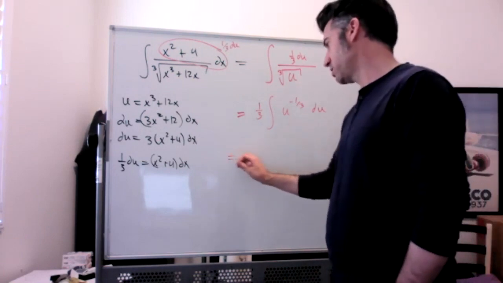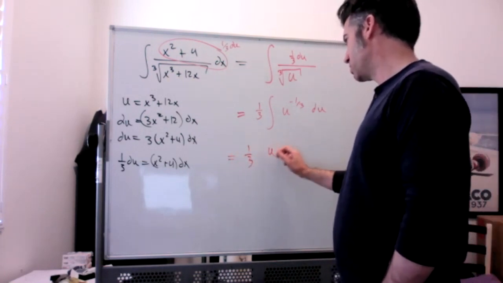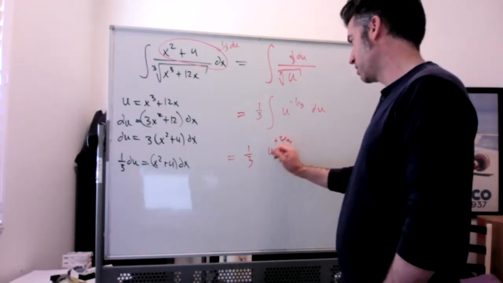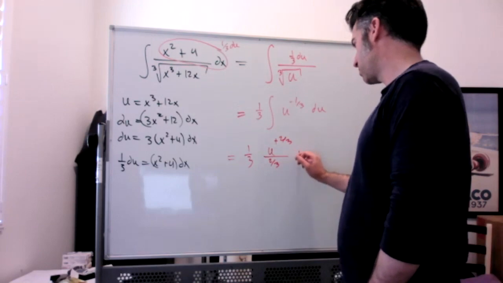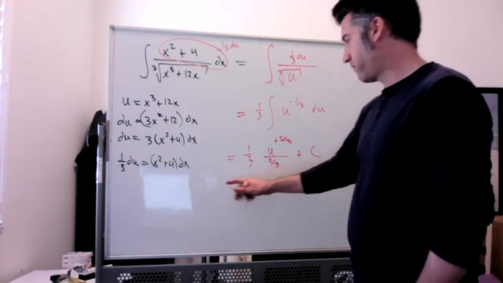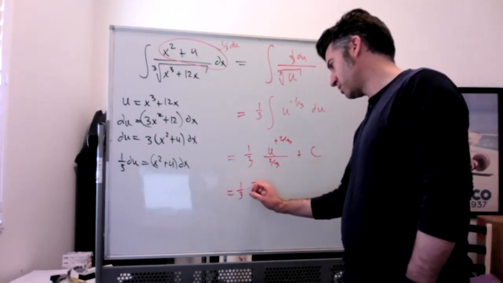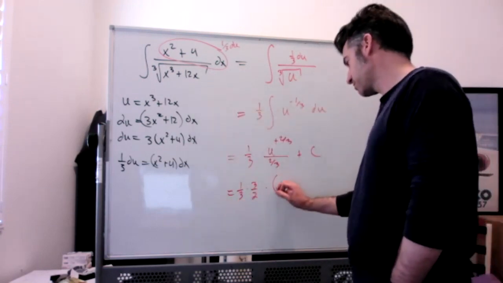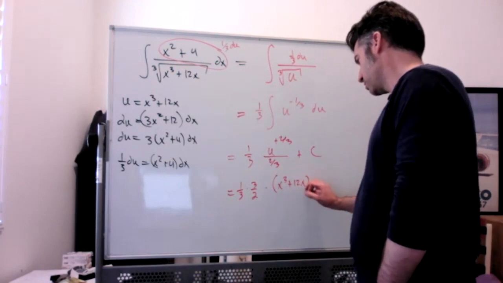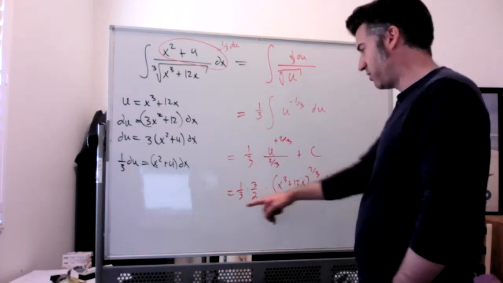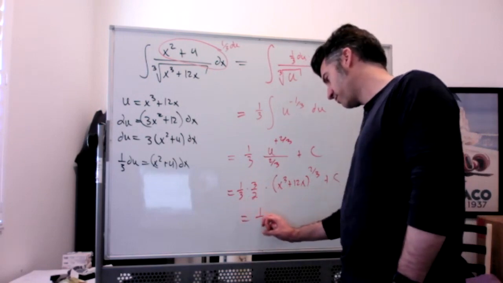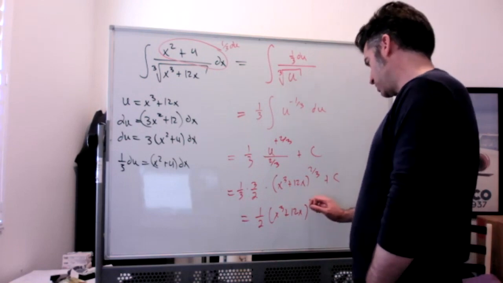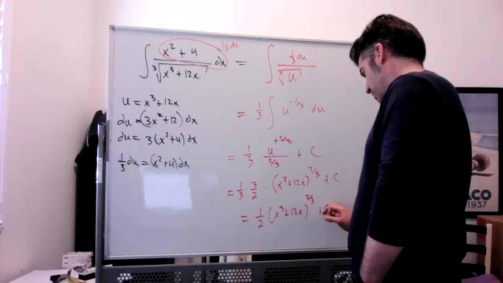And to integrate, 1/3 u to the negative 1/3 plus 1, which is positive 2/3, divided by positive 2/3 plus c. Flip and multiply, you get 1/3 times 3/2 times u, which is x cubed plus 12x, to the 2/3 power plus c, and then 1/3 times 3/2 is just 1/2. So 1/2 times x cubed plus 12x to the 2/3 power plus c.